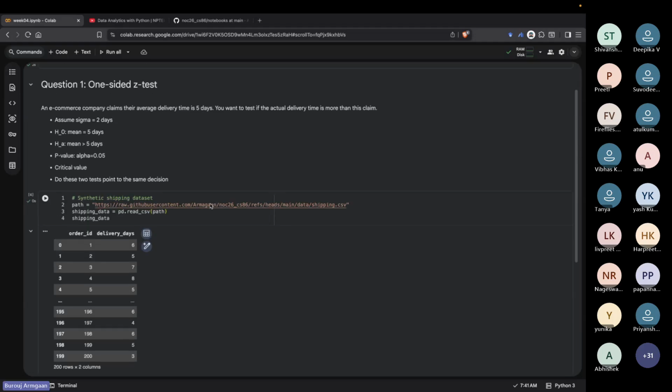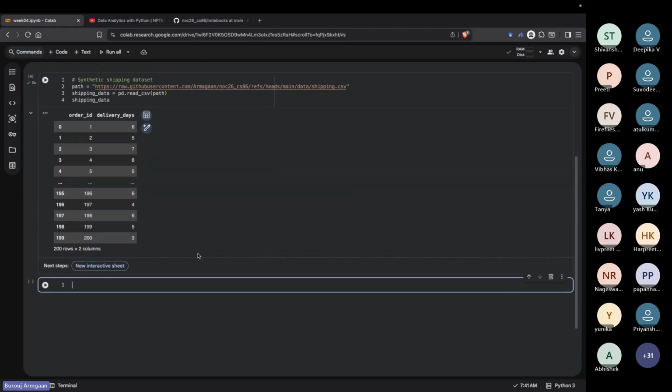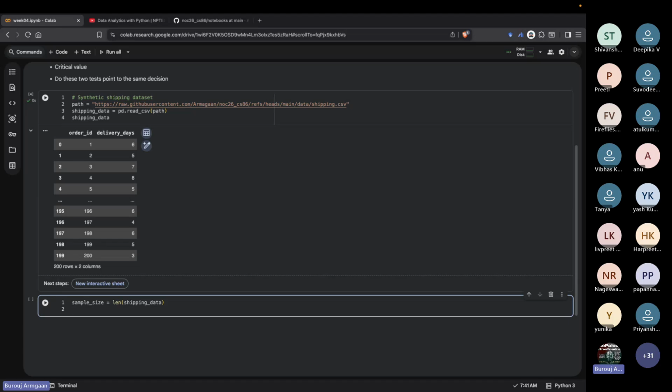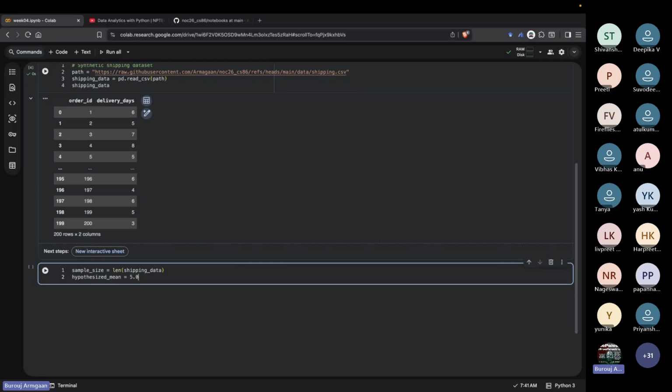All right, so let's start with the solution. Let us first jot down the information that we have. We know that from the entire population, we have taken out a sample. This is our sample shipping data, and we know the sample size as the length of this data. We also know that the hypothesized mean is 5 days, so we can note that down. It is preferable to write it as 5.0 rather than 5 because it helps Python. Sometimes when you have a float and an integer, it will convert one data type into another. It is best to stay within one.